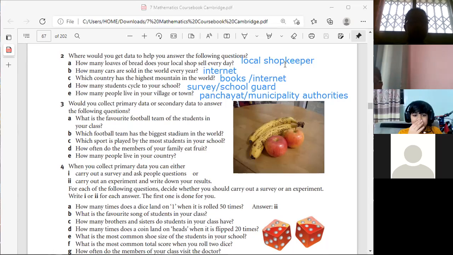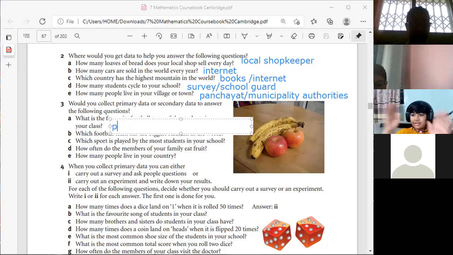Primary for this one. Would you collect primary or secondary data to answer the following questions? What is the favorite football team of students in your class? Primary data. We want the football team, not something related. Yes.